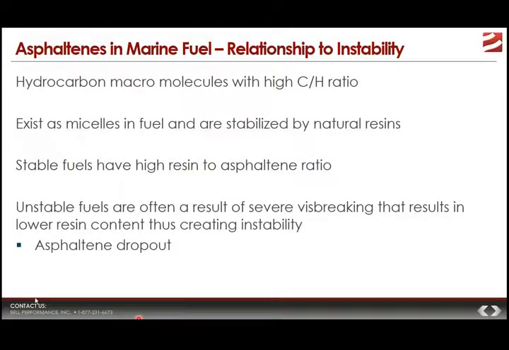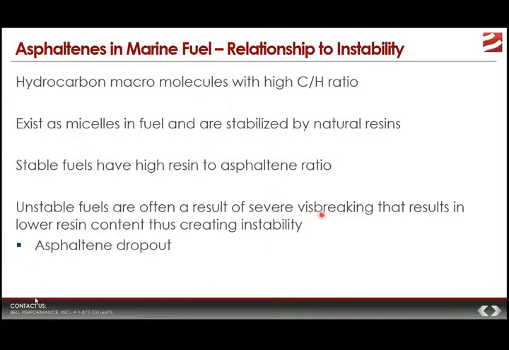However, if you take that crude oil and run it through some severe processing processes like visbreaking, unfortunately, that can destroy resin content. So it will lower the resin content. And so if a high resin to asphaltene ratio flips from high to low, well, then it stands to reason that you're going to lower the stability of that fuel.